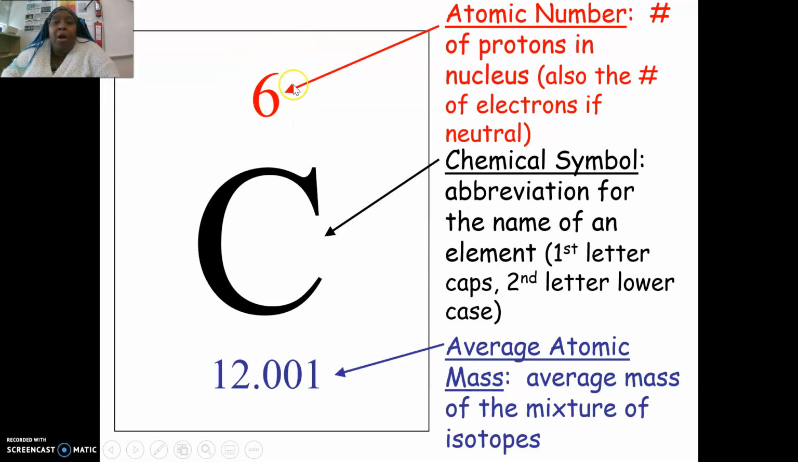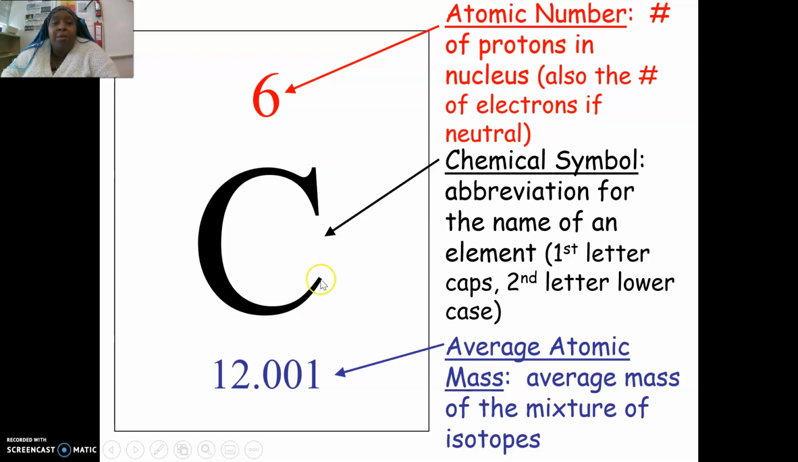But if you look up here, up top, this number in red represents the atomic number. And the atomic number is going to represent the number of protons in the nucleus, okay? And if it is a neutral atom, it's also going to equal the number of electrons. So that's a big thing to remember. The number of protons is going to equal the number of electrons. In a neutral atom, let me be clear. If you have an ion, this may be different.